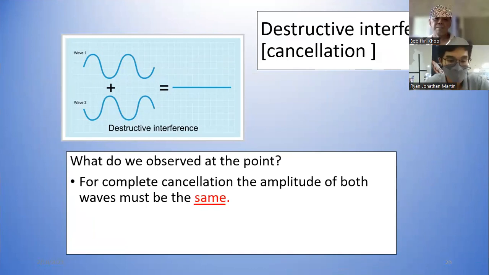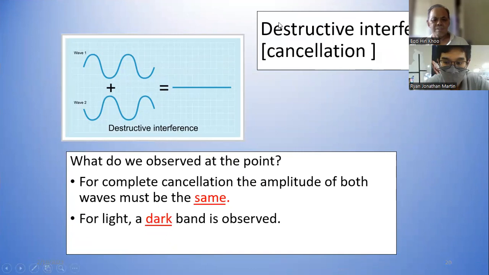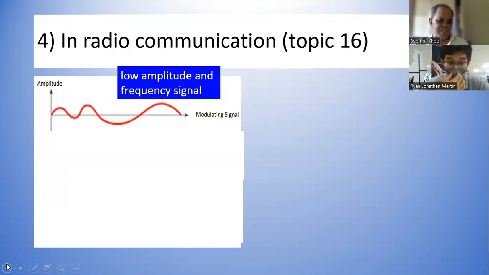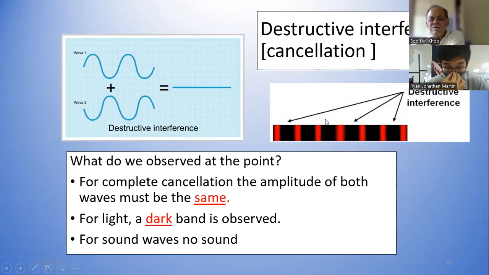Important that if you want to see complete cancellation, then both of them must be of the same amplitude. Right? If it's light, you see a dark line. If it's sound, you hear no sound. Like you see, these are your destructive interference. You see that this is your Young's double slit.